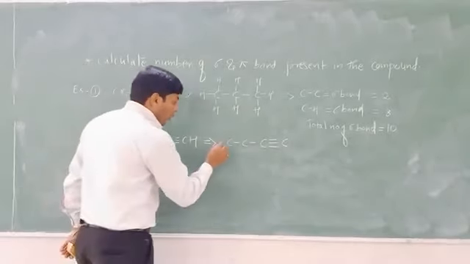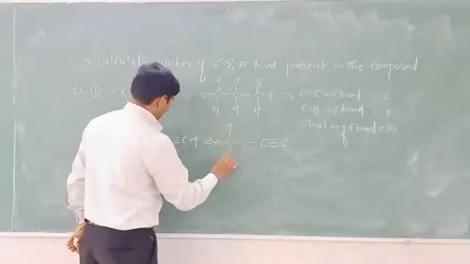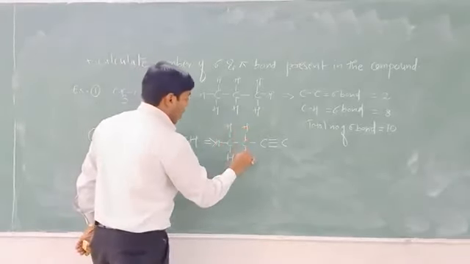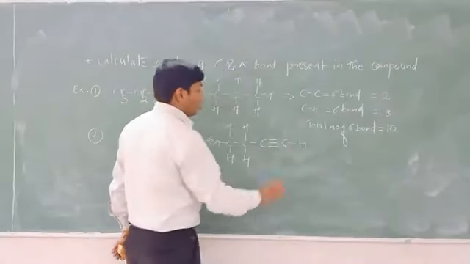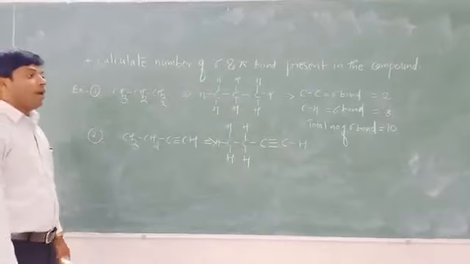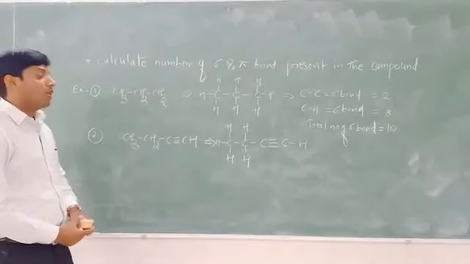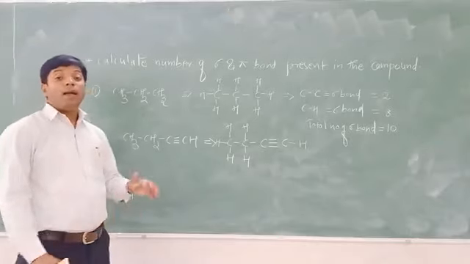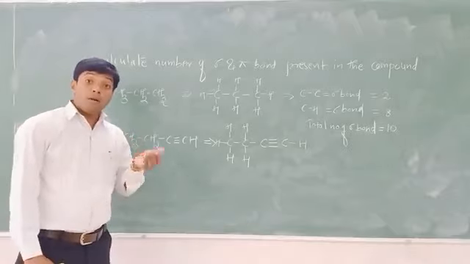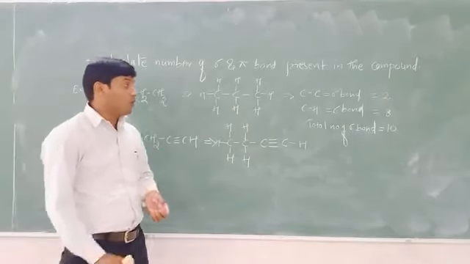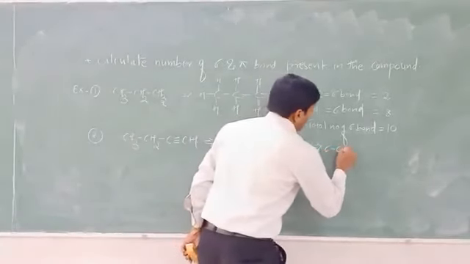Then I write the number of hydrogen atoms. The first carbon atom has 3 hydrogen atoms, the second has 2 hydrogen atoms, and the fourth has only 1 hydrogen atom. From this example, we have to calculate the number of sigma and pi bonds present in the compound. While calculating the number of sigma bonds, you have to count carbon-carbon sigma bonds as well as carbon-hydrogen sigma bonds. First of all, we find the carbon-carbon sigma bonds.